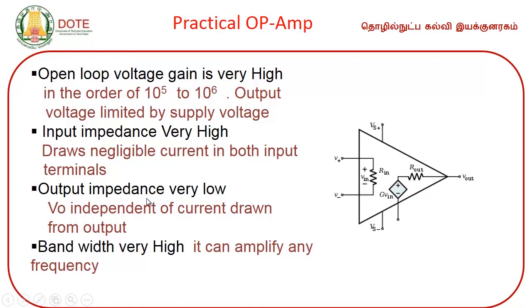Then output impedance: ideally output impedance must be 0, practically it cannot be 0, it is very low, in the order of ohms, milliohms. And bandwidth ideally should be infinite, practically it is very high. That means it can amplify any frequency, even a very high frequency signal you can give as an input, it can amplify. By understanding these 4 important characteristics, it will be easier to understand the further circuits.